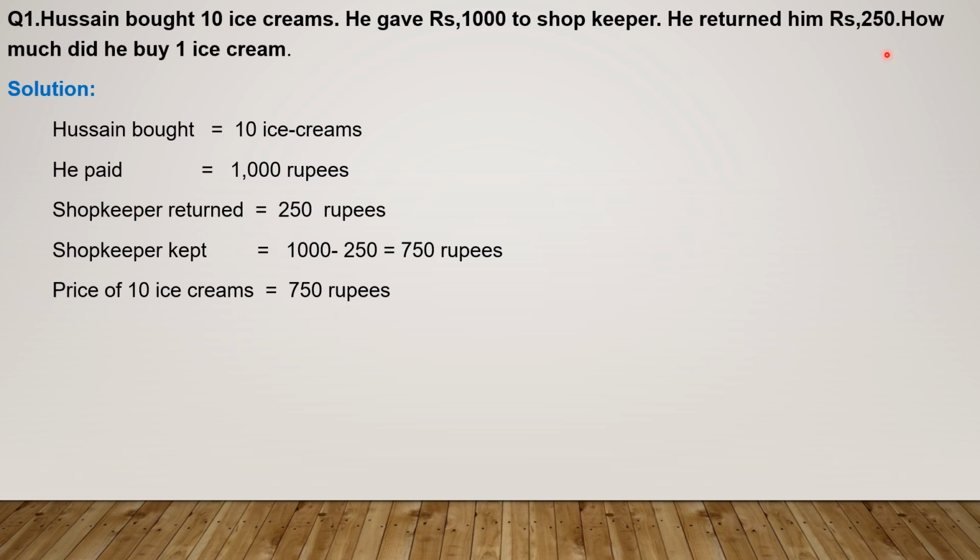Now students, the question was how much did he pay for one ice cream? Means you have to find out the price of one ice cream. The price of 10 ice creams is 750 rupees. What will be the price of one ice cream? Simply divide 750 by 10 and you will get the price of one ice cream. Price of one ice cream is 750 divided by 10. 0 will be cancelled out with 0 and 75 rupees is the price of one ice cream.